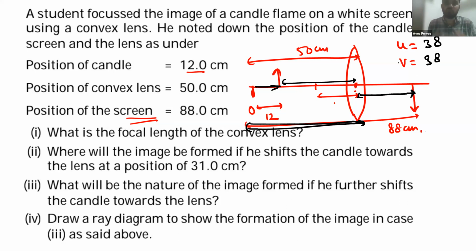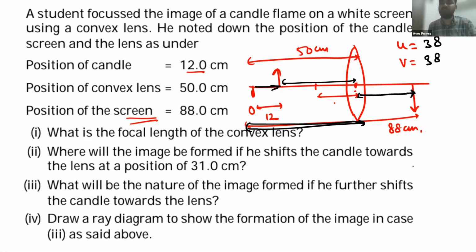So here you see that u and v are equal to each other. If u is equal to v, then the object is placed at 2F, and we have one magnification. What do you mean by one magnification, dear students? Same size.